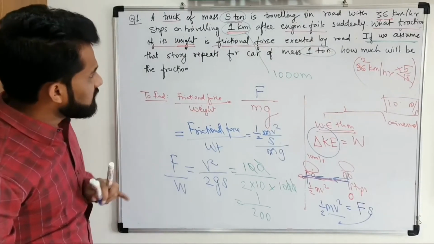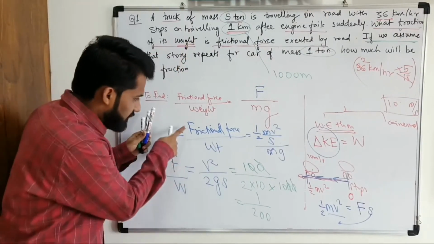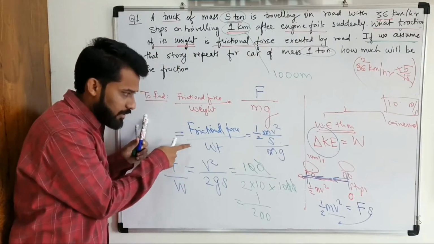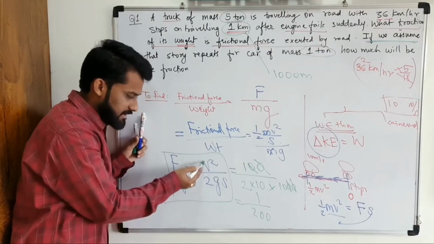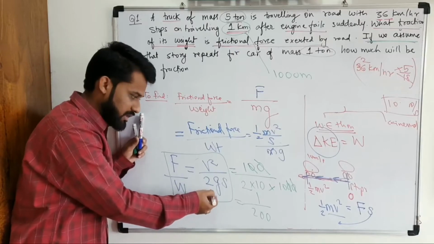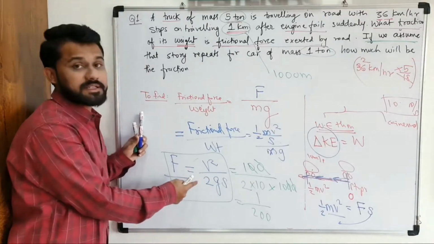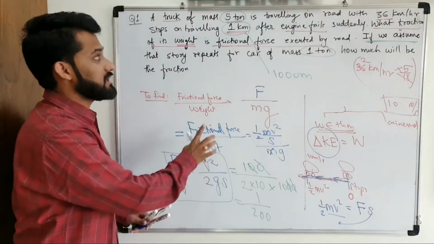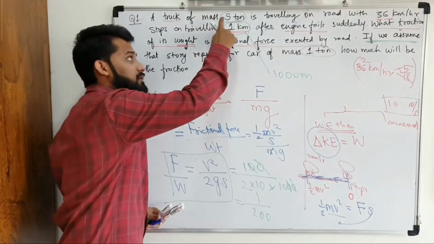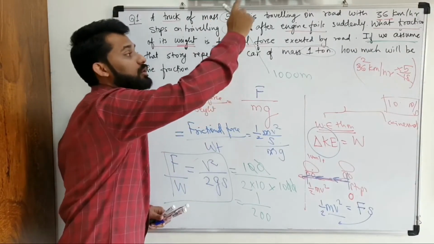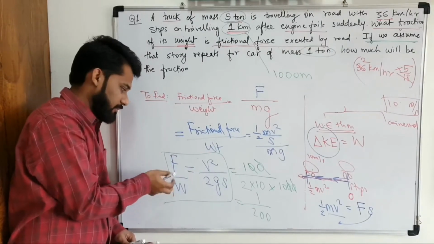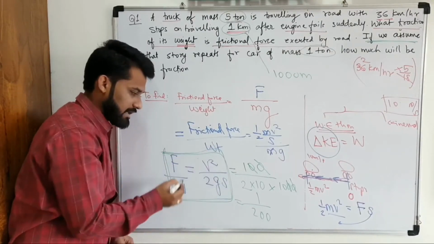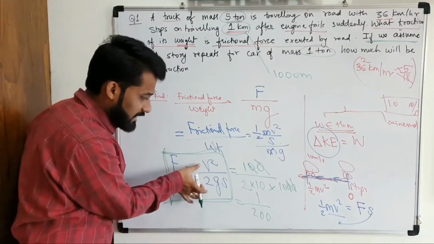But if you observe it carefully, कि ये जो fraction है, frictional force upon weight का, the fraction which we have derived, its answer as v square by 2gs, there is no mass term present in this. And as there is no mass term present, ये mass पे depend नहीं करेगा. 5 ton हो, 1 ton हो, 10 ton हो, 20 ton हो, it is independent of mass. This is the formula that we have derived, and it is clearly independent of mass.